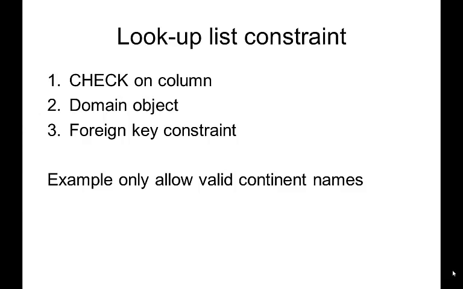Another alternative is to define what's called a domain object, which is a constraint imposed on a data type and used as a data type. And the third thing is to impose a foreign key constraint. So our example comes from the same example data set from last week: only allow valid continent names.